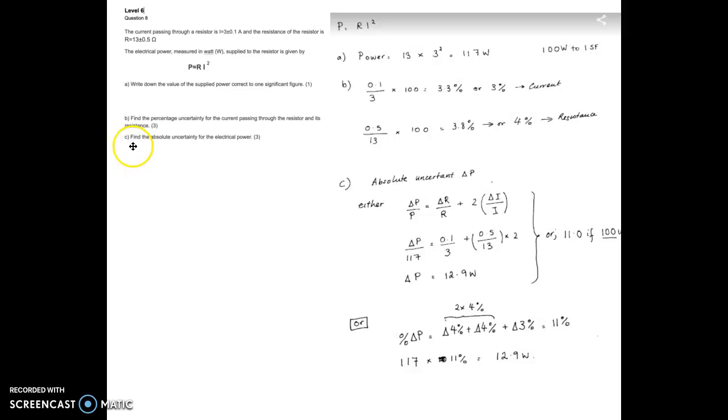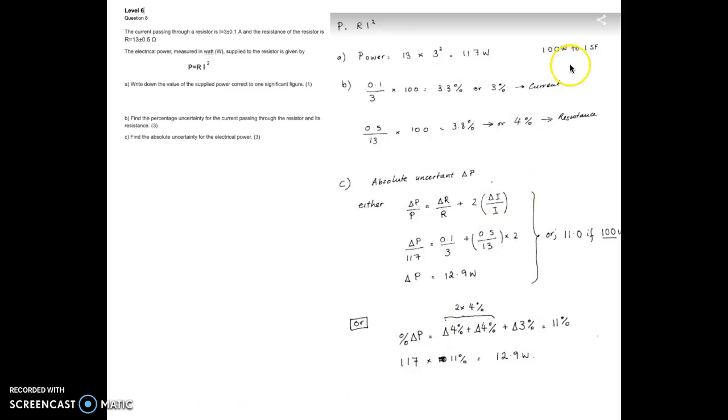And then the last bit, which is find the absolute uncertainty for the power. We calculate this, which we have here. This is our power. And so we need to consider the equation. So what we have here is I squared. Actually, I said that wrong. The absolute uncertainty over the power will be equal to the absolute uncertainty in the resistance over the resistance plus 2 times the absolute uncertainty in I over I. Right, so you can see because that's a square relationship. So if we substitute those values in, we should see that there is an absolute uncertainty of 12.9 watts if you have a look through the working out.